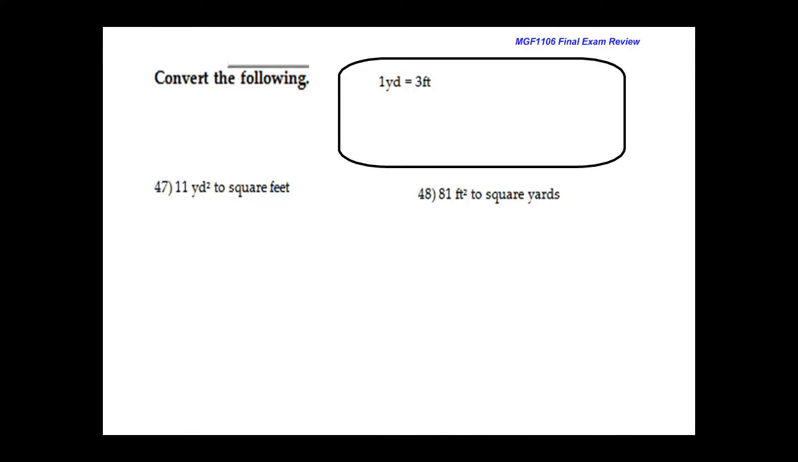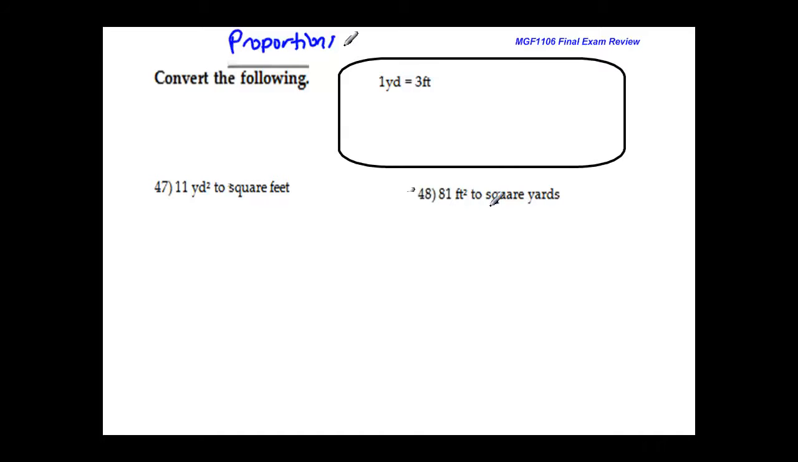MGF 1106 Final Exam Review. 47 through 49, we will do it 2 techniques. One will be using proportions. One of them will be using dimensional analysis. Please use the video that corresponds with the way that you learned in your course. This video will be using proportions to solve.